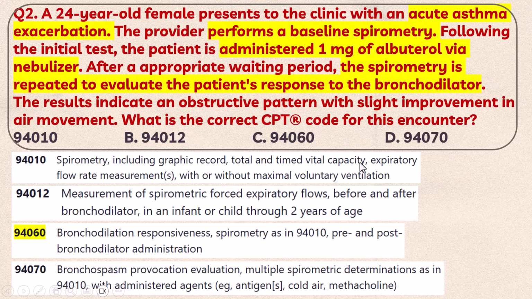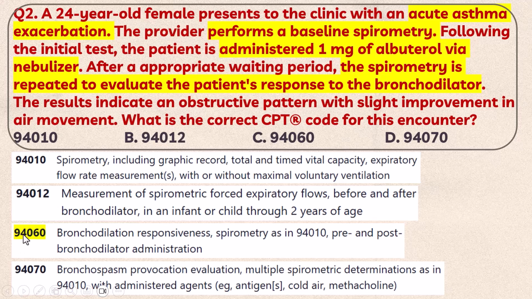Once you go to the code, 94010 says spirometry including graphic record, total and timed vital capacity, expiratory flow rate measurements with or without maximal voluntary ventilation. But that is not the case here. 94012 is measurement of spirometric forced expiratory flow rates before and after bronchodilator in an infant child through 2 years of age. But in our case, this is a 24-year-old adult. So this is not suitable.